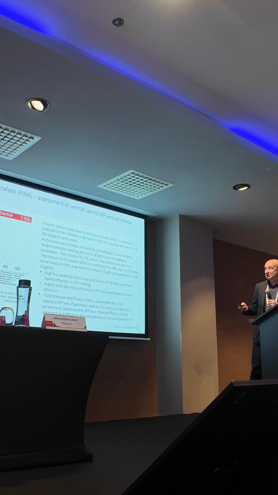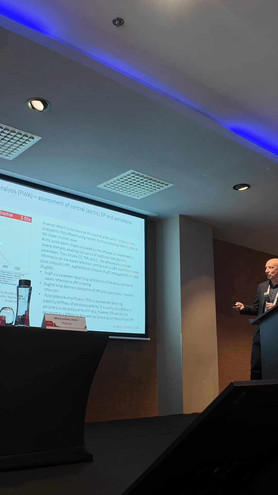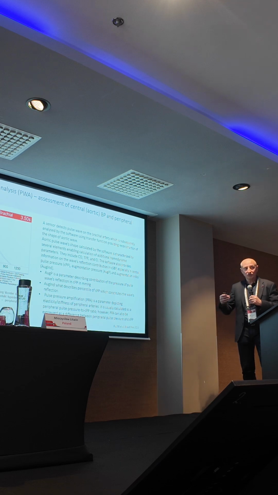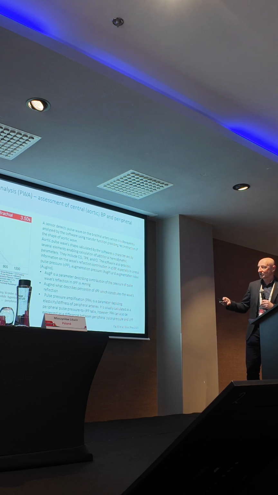A few words about pulse wave analysis. It is a part of assessment of arterial stiffness using the Mobil-O-Graph. A sensor detects the pulse wave on the brachial artery, not on the carotid artery but on the right brachial artery, and this pulse wave is subsequently analyzed by the software using a special transfer function, which provides reconstruction of the shape of the aortic wave. At the same time, we measure blood pressure on the other arm. So we have two values: the value of central blood pressure and the value from the peripheral artery, the brachial artery.